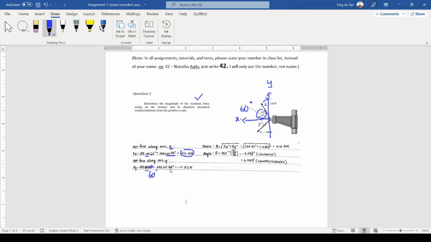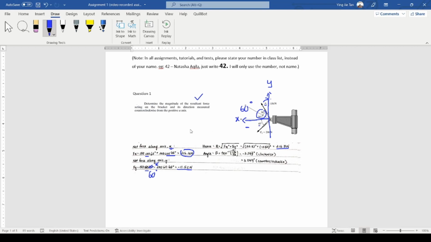So 200 sine 45. But remember, this one, your F1, is at the negative part of your Y, so you need to put your minus. So we minus this one. After that you get the net force along y-axis is negative 11.42. Next we will get the resultant by using this fixed formula. After using this formula, we'll get 216.7 Newton for our resultant force. So that's all for our resultant force.